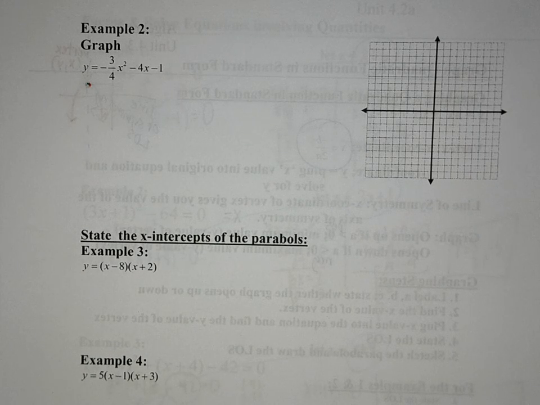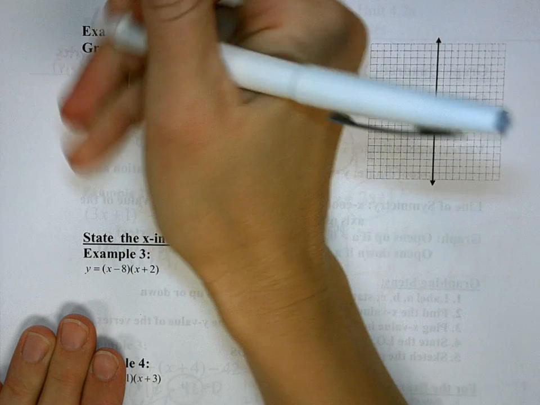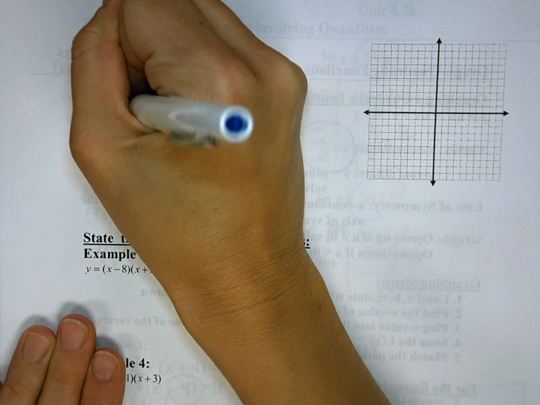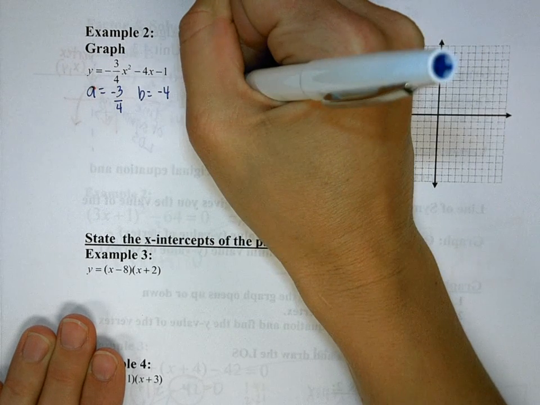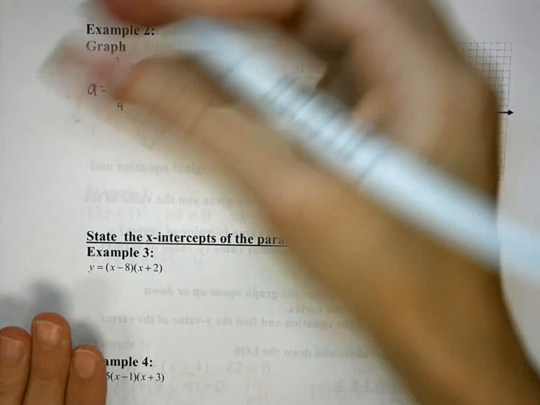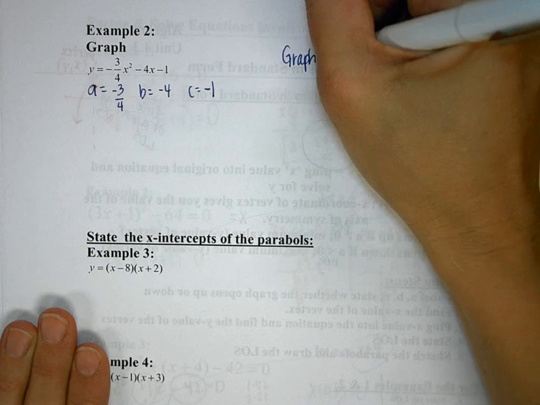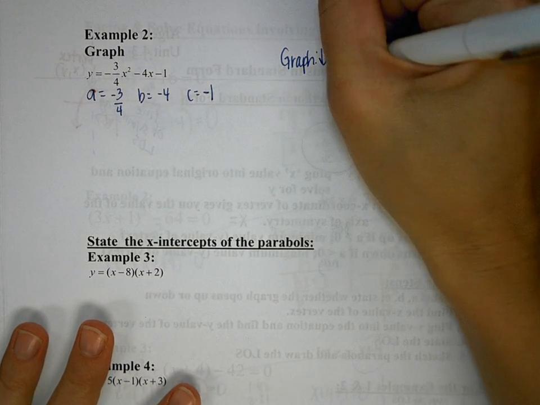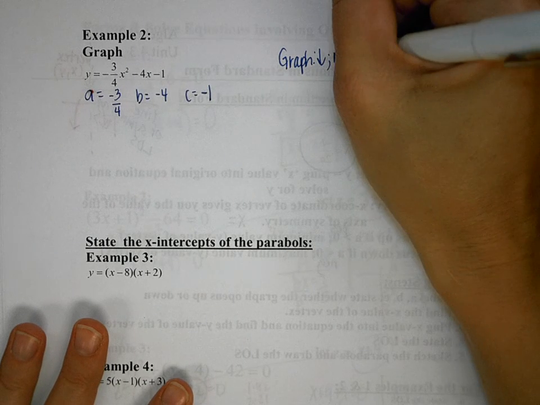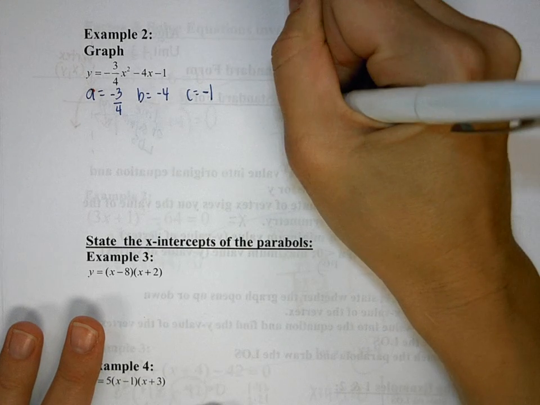The first thing we want to do is state what? A, B, and C. So A equals what? Negative 3/4. B equals negative 4, and C equals negative 1. Okay, so my graph on this one, which way is my graph going? How do you know it's going down? Good, your A value is negative. Is this going to be a max or a min value? Very good. A maximum value, and we're not sure what it is yet, but we can write that later. We also are going to find our vertex and our line of symmetry.